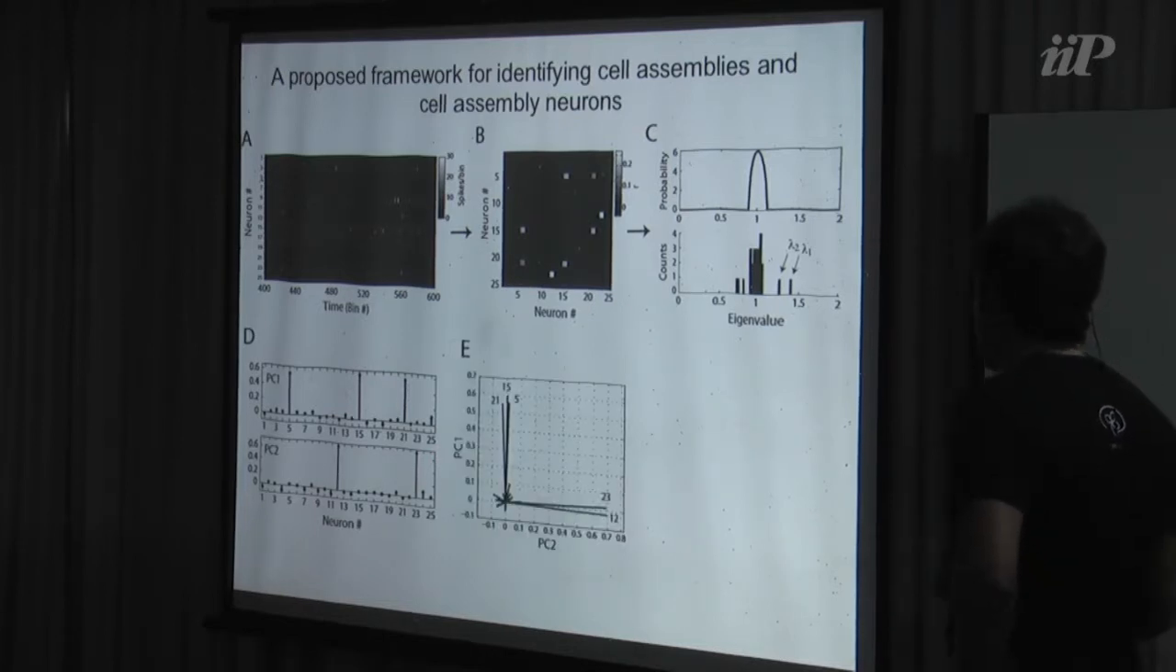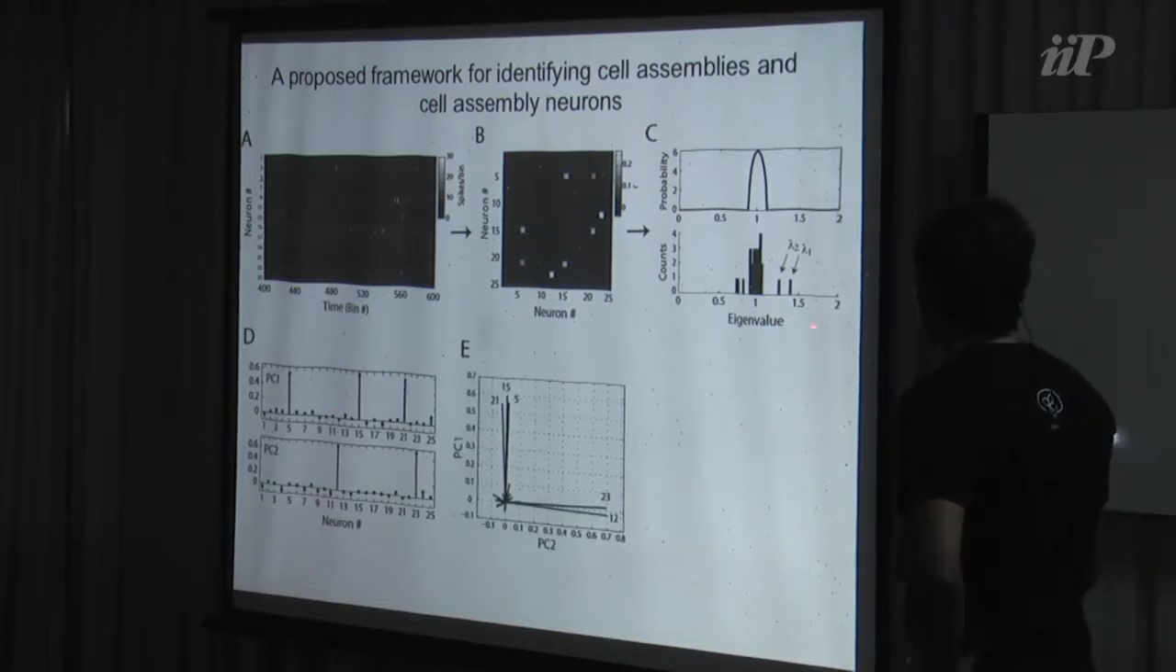So what we do then, we have two cell assemblies, so we only look at the first 2 principal components, and we plot every entry against each other. So this 23 here would be for principal component 2 this value here, and for principal component 1 this dimension here. And when we do that, we clearly see that some neurons don't have weights, and others have.